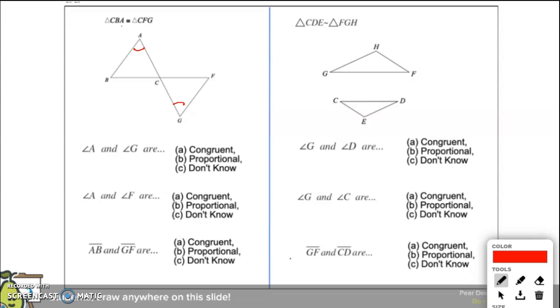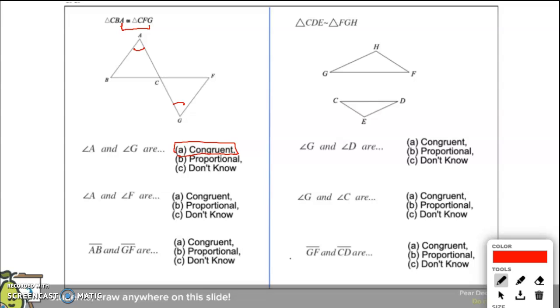Well, angle A and angle G, they're the last letters of the congruent statements. That means they're the corresponding angles. And what do we know about corresponding angles of congruent triangles? They're always going to be congruent. So we know that this is going to be congruent. So I'm going to circle that.